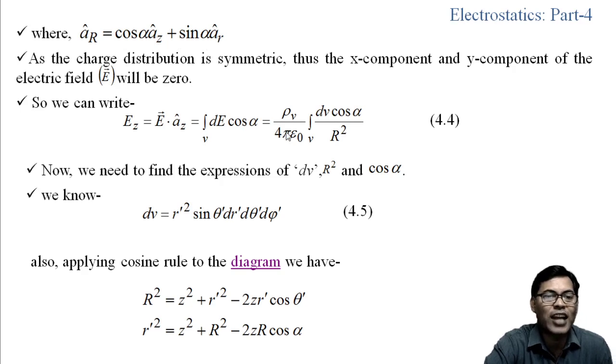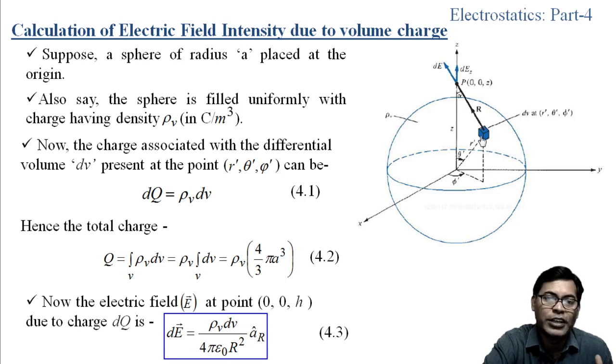Now, as the charge distribution is symmetric, the x component and y component of the electric field E will be 0. The idea is same as we have seen in the case of the electric field intensity calculation for infinite sheet of charge, where the x component and y component are 0. So, here also if dV is present here, on the opposite side also dV is present, and for that also we will get the electric field.